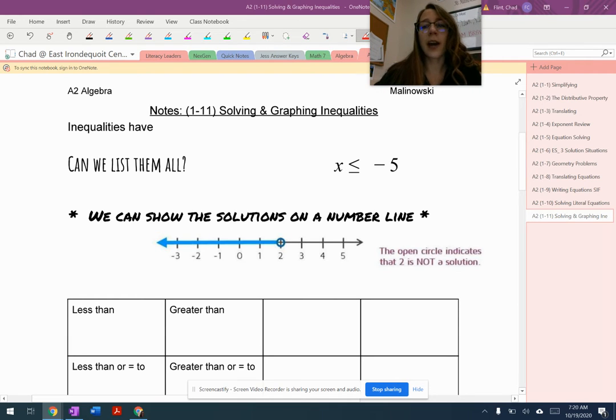If you're wondering why half of my hair is curly and half of it's straight, it's crazy hair day here at school today.